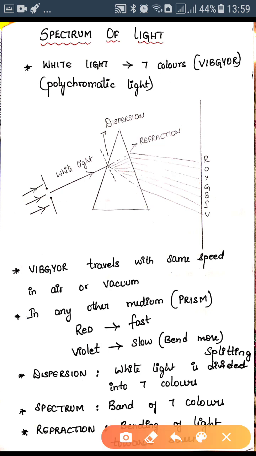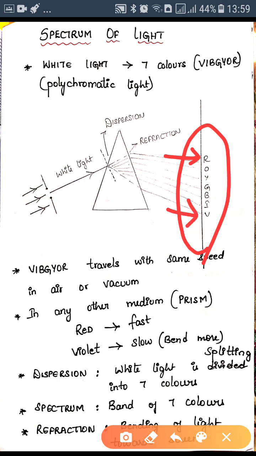Here you can observe on the screen, 7 different colors form like a band, arranged in order. First the red reaches the screen, next orange, yellow, green, blue, indigo and last violet. So this band of 7 different colors is known as spectrum. Now you understood about spectrum of light, I think.